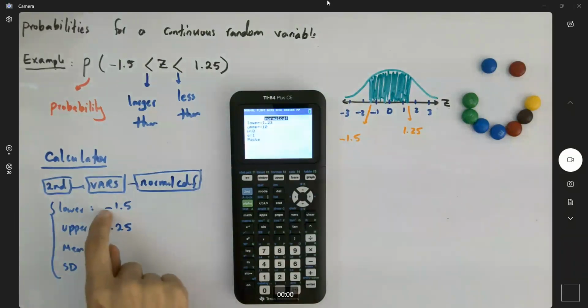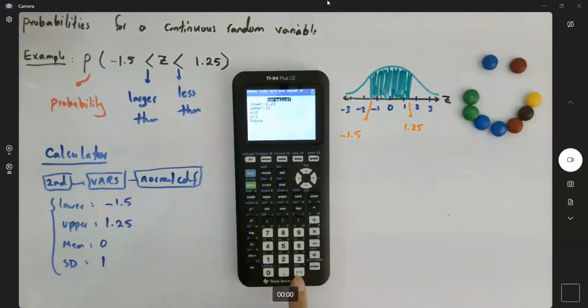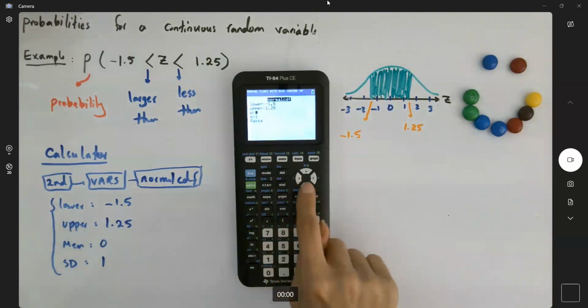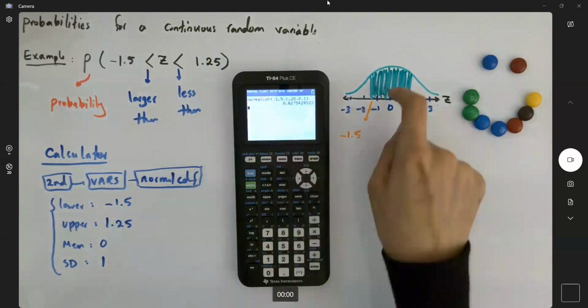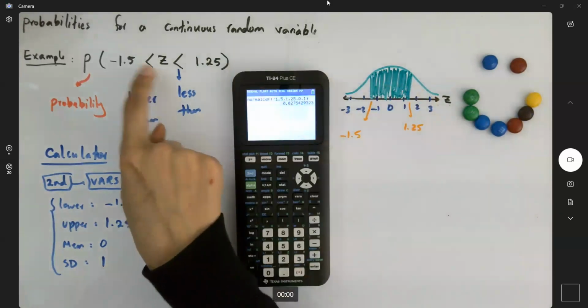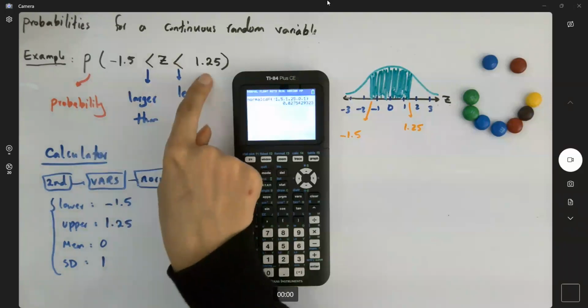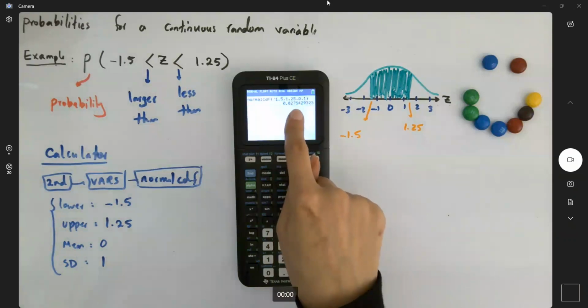Again, remember that for a negative sign, use this little guy here, this negative in parentheses. Do not use the subtraction, otherwise it gives you an error. So minus 1.5, the upper limit is 1.25. And then mean is 0, standard deviation is 1. And if you double click, it gives you the area, this area, or another interpretation, the probability that z is bounded between negative 1.5 and 1.25 is 0.8275 or 82.75%.